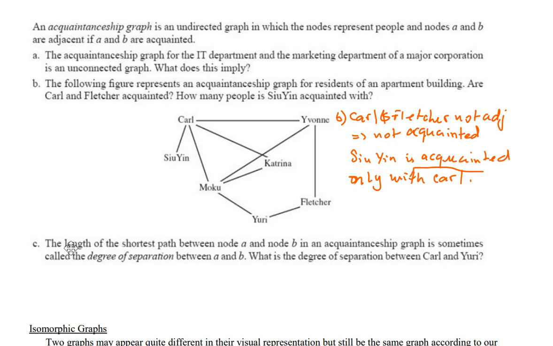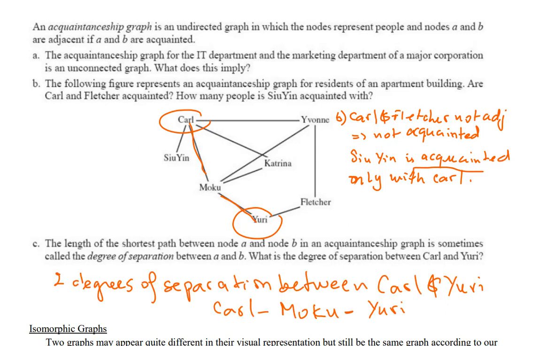So the last question, question C: the length of the shortest path between nodes A and B in an acquaintanceship graph is sometimes called the degrees of separation between A and B. What is the degree of separation between Carl and Yuri? So here is Carl and here is Yuri. We have Moku in between. And so we have 2 degrees of separation. Again, Carl to Moku, Moku to Yuri. I hope this is helpful.